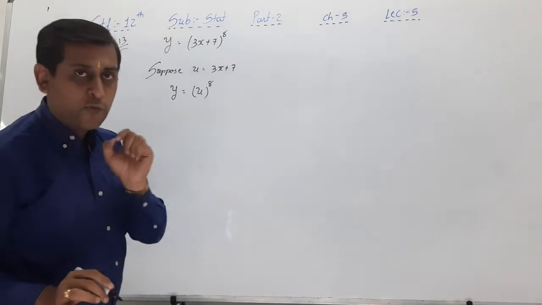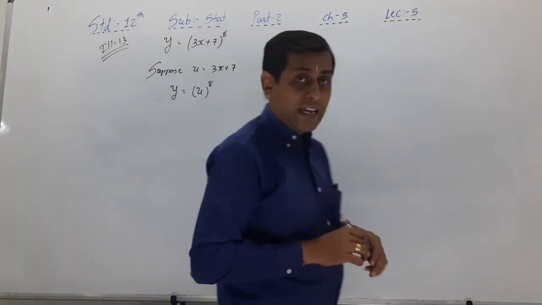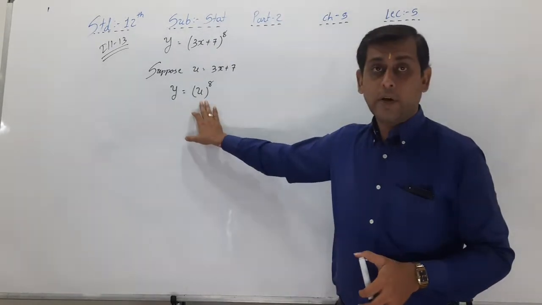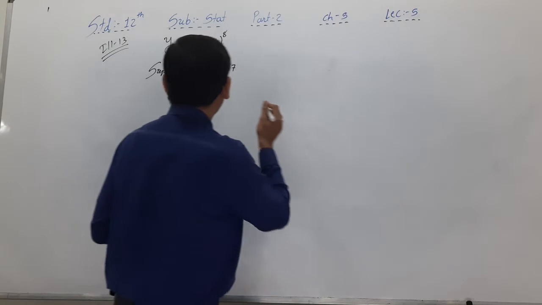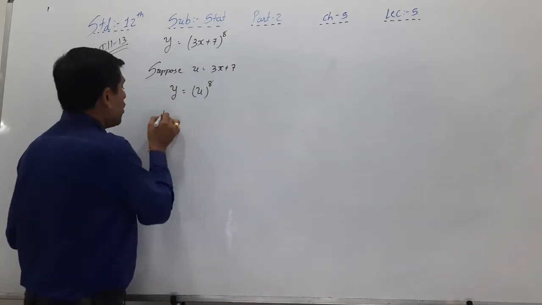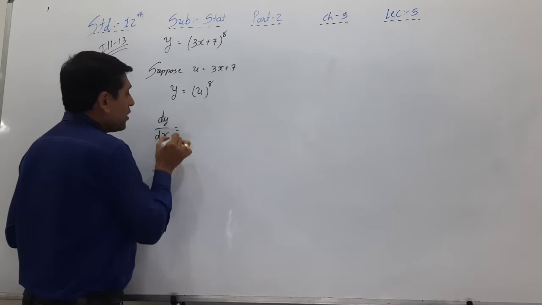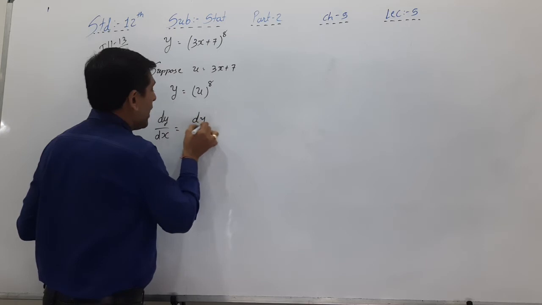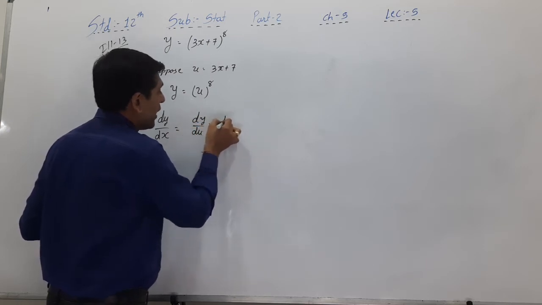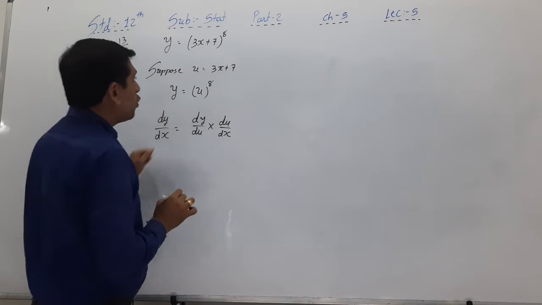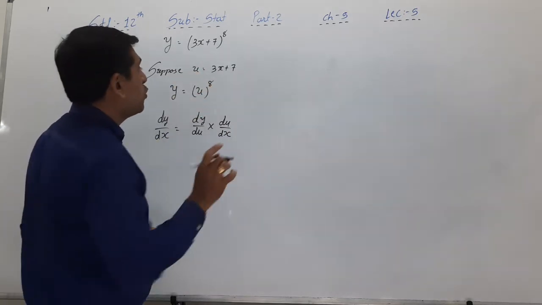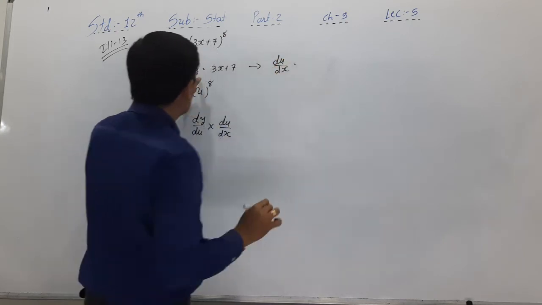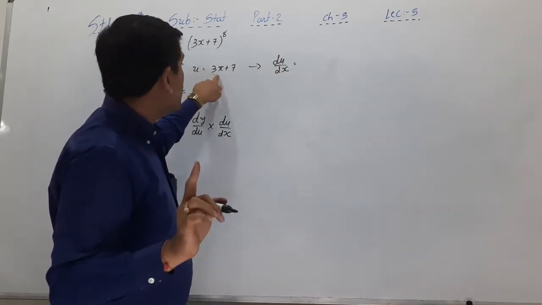This is your y function, and here y is a differentiable function of u, right? And now see here, we have to find out dy by dx, and what is the formula for this chain rule? Here we have to find out dy by du first, and then multiply du by dx. So from these we have to find out two things. Here we have to find out du by dx, differentiation of u with respect to x.